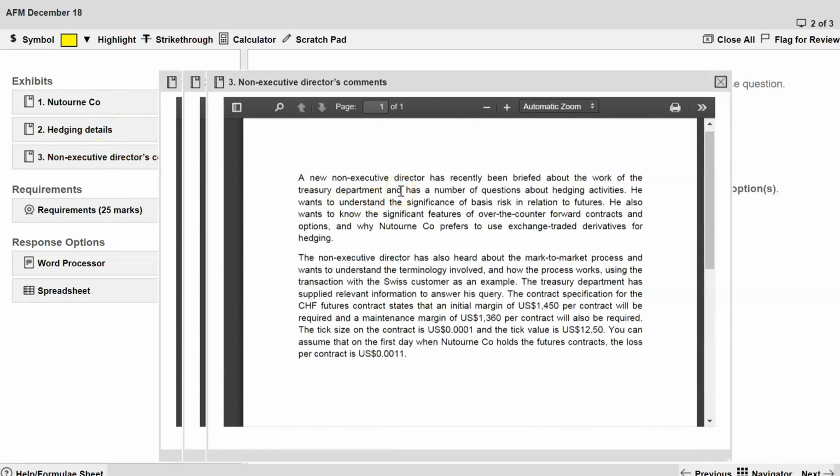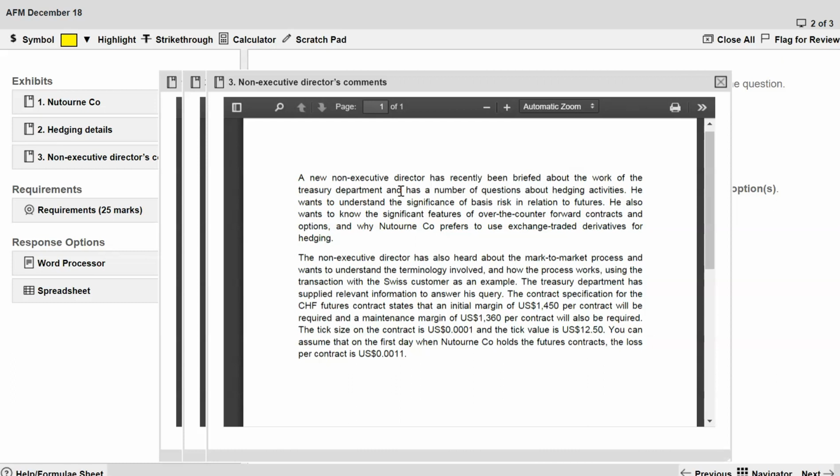A new non-executive director has recently been briefed about the work of the Treasury Department and has a number of questions about hedging activities. He wants to understand the significance of basis risk in relation to the future. He also wants to know the significant features of over-the-counter forward contracts and options, and why the company prefers to use exchange traded derivatives. The non-executive director has also heard about the mark-to-market process and wants to understand the terminology involved and how the process works. Using the transaction with the Swiss customer as an example, the Treasury Department has supplied relevant information to answer his query.